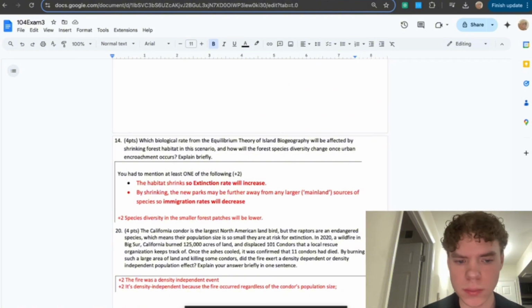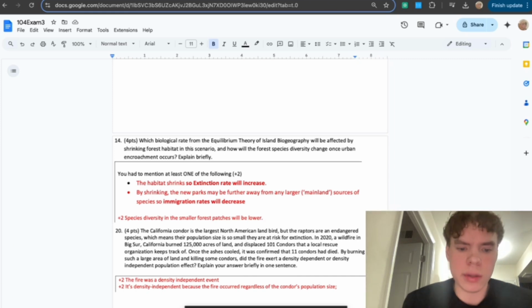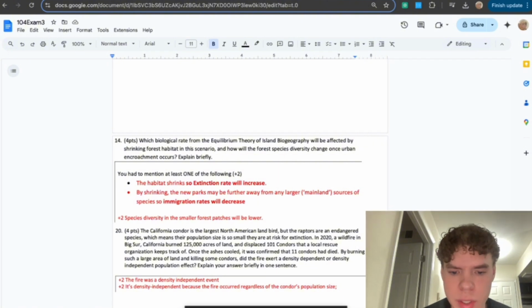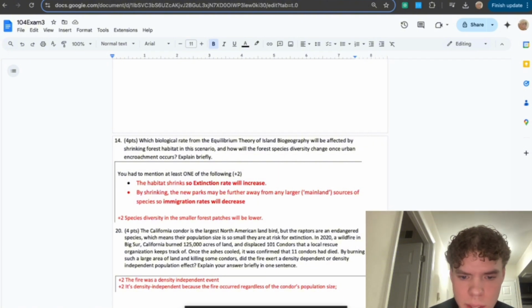Number 20: the California condor is the largest North American bird. It's endangered. In 2020, there was a wildfire and they were displaced. Eleven had died. By burning such a large area of land and killing some condors, did the fire exert a density dependent or density independent effect on the population? Answer briefly. It would be density independent, because that fire would have affected the population regardless of how big it is. It would have happened regardless of the population size. So it was density independent.